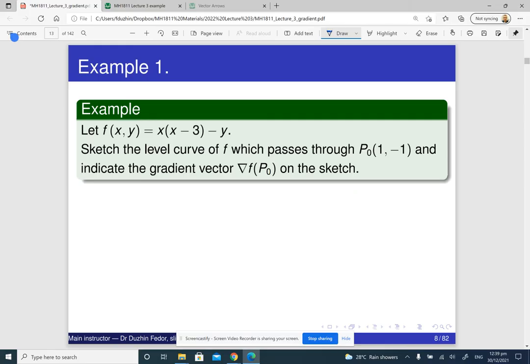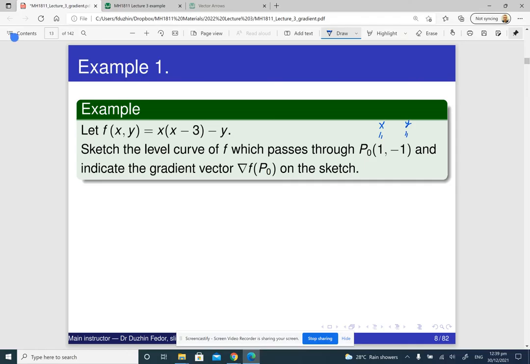All right. So now here is an example of how we can use this kind of machinery to solve some exercise. Okay. So here we are supposed to sketch the level curve of the function f, which passes through the given point. Right. So my x is 1 and my y is -1.